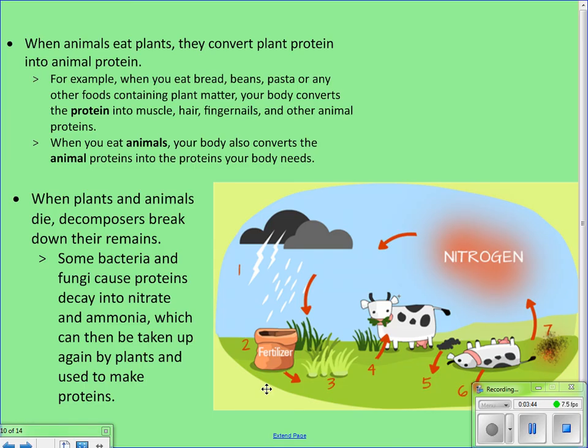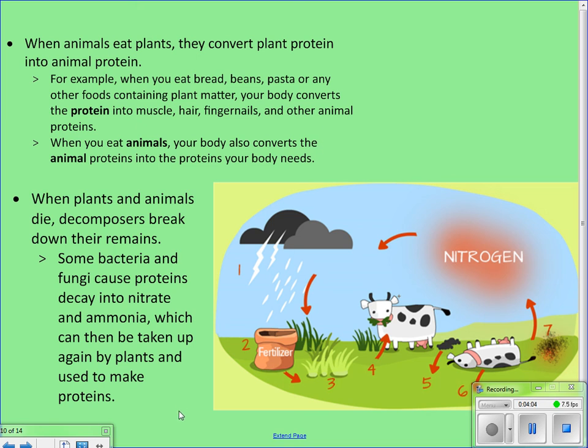When animals eat plants, they convert plant proteins into animal proteins. So for example, when you eat things like breads, beans, or any other plant matter, your body converts them into muscle, hair, fingernails, and other animal proteins. Same thing is true when you eat animals. Your body converts animal proteins into the proteins your body needs.